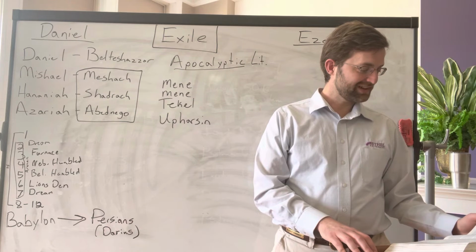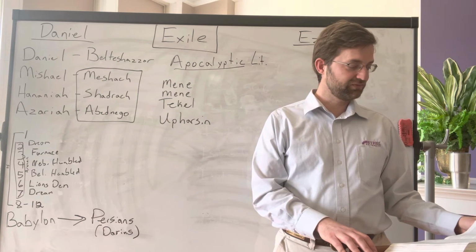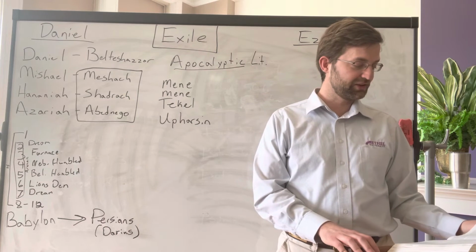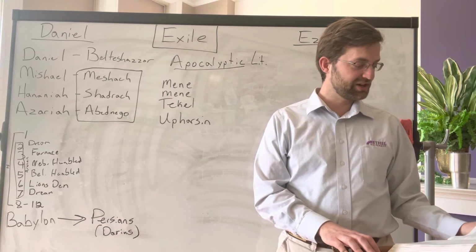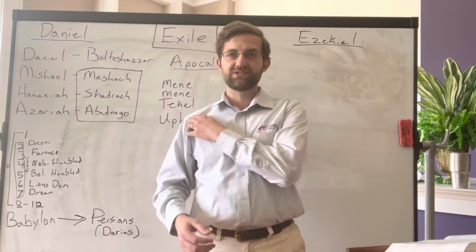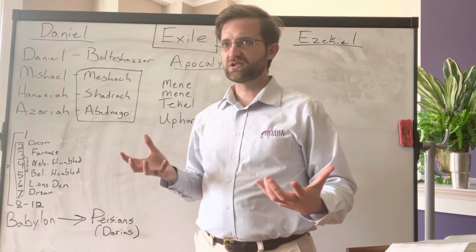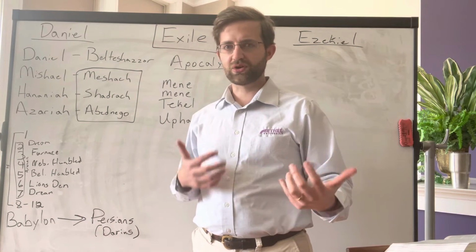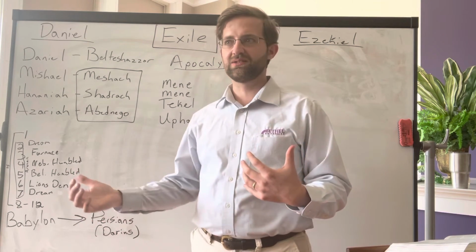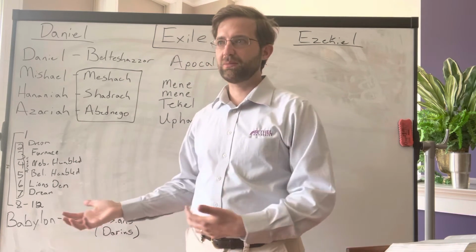And then the last is terrifying and frightening, doesn't particularly look like any other beast, but it has large iron teeth and crushes and devours its victim and is different from all the former beasts, and it has 10 horns. And so we get these weird-looking creatures, but we're told then that each of them is representative of a kingdom that will come after the Babylonians.